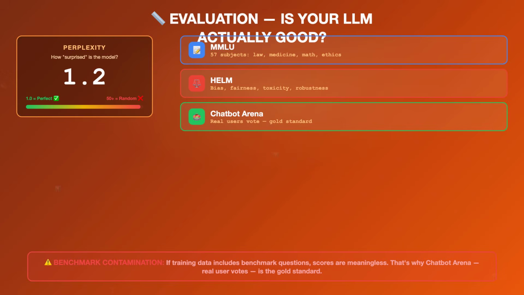But the lecture highlights a major problem: benchmark contamination. If your training data accidentally includes benchmark questions, your scores are meaningless. This is why Chatbot Arena, where real users vote on which model is better, has become the gold standard for evaluation. Pre training gives you a text predictor, post training turns it into an assistant.